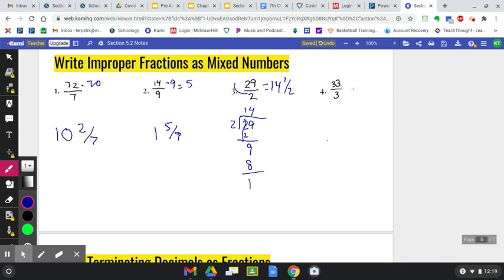33 divided by 3, I should know that that's 11, right? Or I could write that as 11 over 1 if I wanted it in fraction form. Okay, either way is fine.